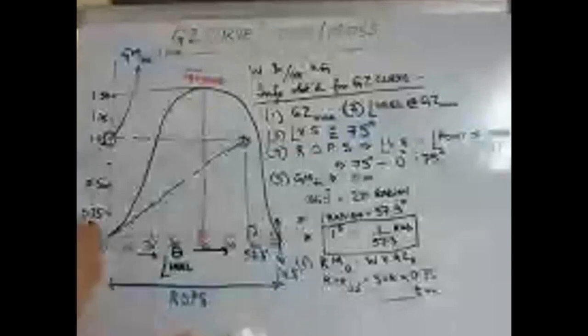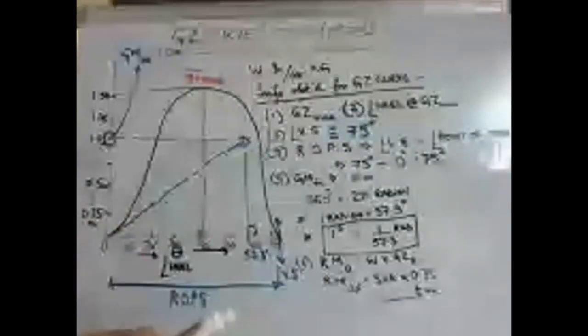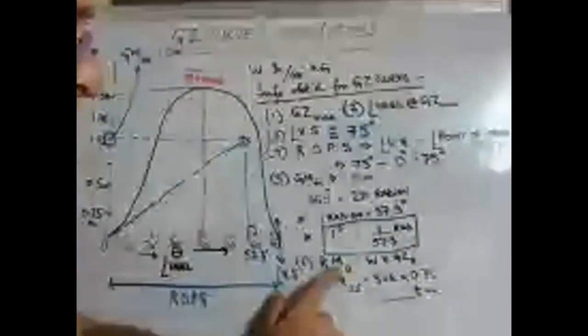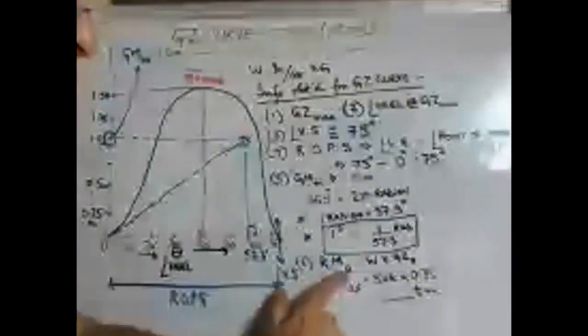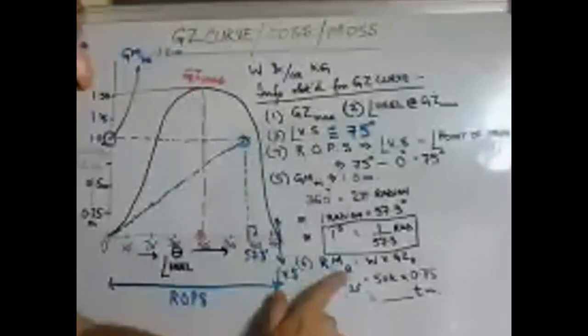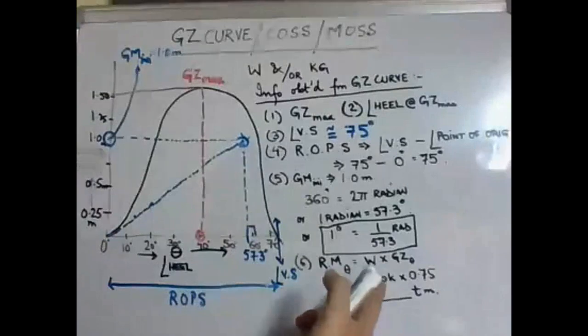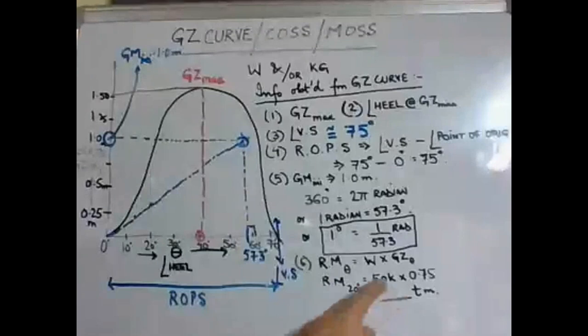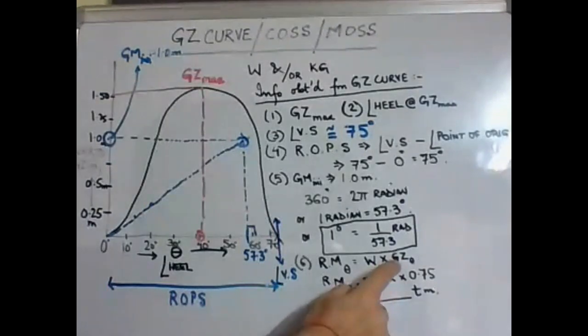This is the righting moment at 20 degrees. So what I'm speaking is righting moment at 20 degrees is equal to, let us say my displacement is 50,000 tons, so 50,000 into the righting lever GZ at 20 degrees.